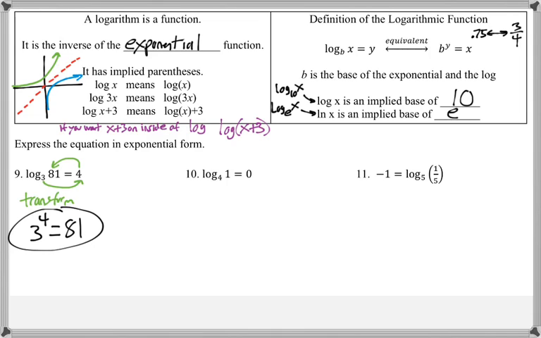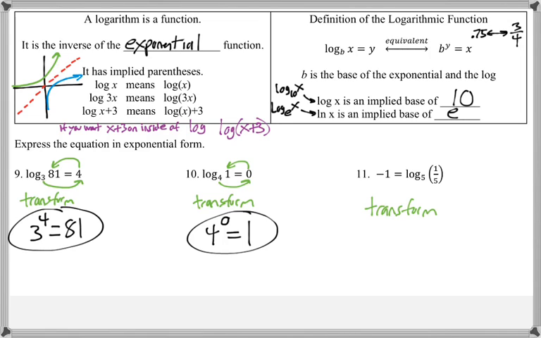Okay, so 10, I want to transform it, it's going to be like that. It's going to be 4 raised to the 0 is equal to 1. And that's our answer. And again, that is a true statement. Anything raised to the 0 power is 1. And lastly, for number 11, I want to transform. So it's 5 raised to negative 1 is equal to 1 over 5. And that is true. Anything raised to the negative 1 power is the reciprocal.